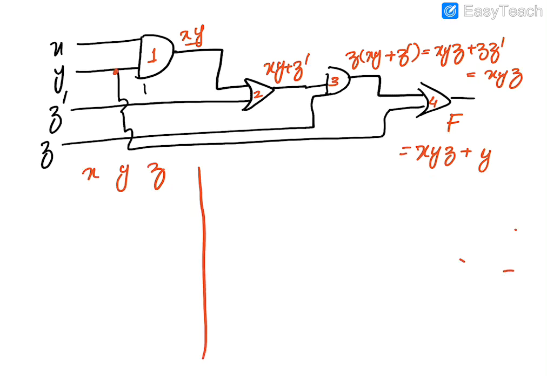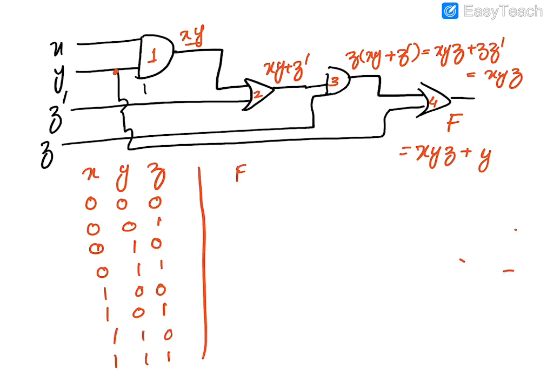So finally you will draw the truth table mentioning the inputs and the output. So for x, y, z, f is basically x, y, z plus y. When all the 3 inputs are 0, 0, 0, the AND of all 0 is 0 and 0 plus 0 is 0. So f is equal to 0.